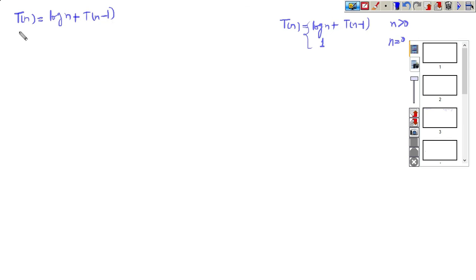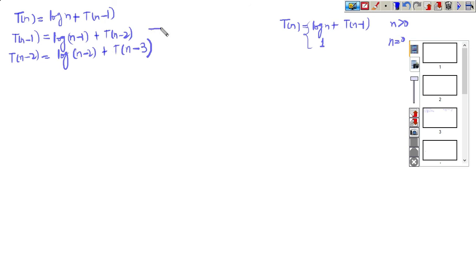Let's see how we can represent T of n minus 1. In place of n we replace n minus 1, so this is T of n minus 1 equals log of n minus 1 plus T of n minus 2. So here it is represented using T of n minus 2. Then T of n minus 2 can be represented using log of n minus 2 plus T of n minus 3. So we have these representations of the subconstituents of this equation. We can replace these values in the main equation.